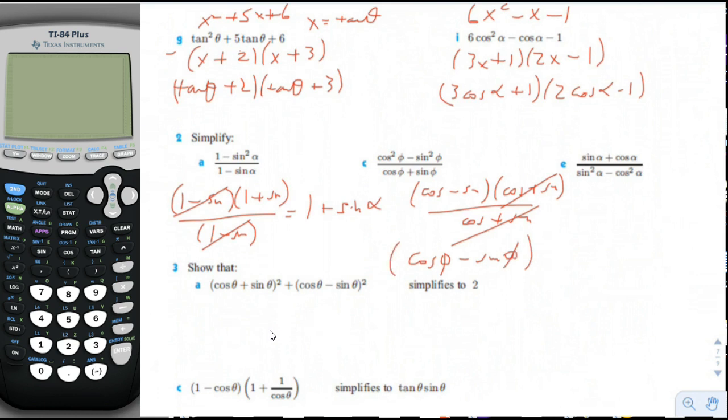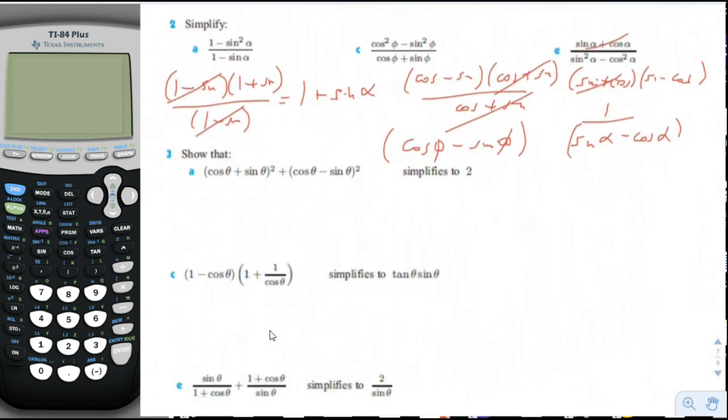This one here, on the top you have sine plus cosine. On the bottom you have sine plus cosine, and then you multiply that times sine minus cosine. So these cancel out, and you end up with 1 over sine alpha minus cosine of alpha.